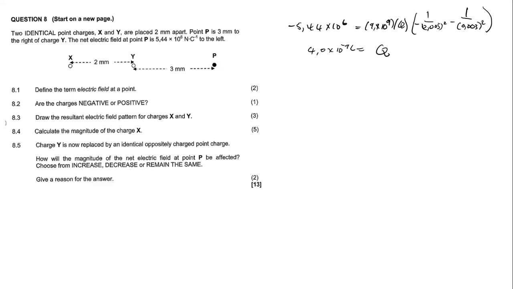Okay, but remember, they say to us, it was 8.4. Calculate the magnitude of the charge X. So X will be equal to 4 times 10 to the power of -9 coulomb, or you can even write it like this, 4 nanocoulomb, because this is to the power of -9. That's how we got our answer for 8.4.